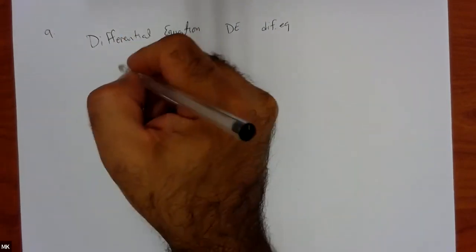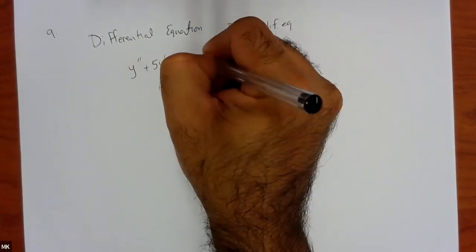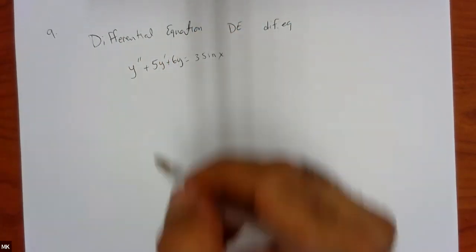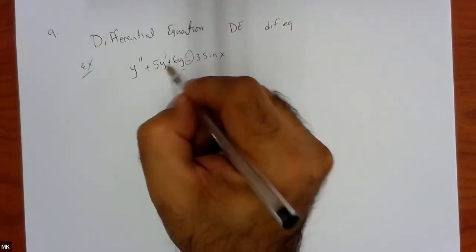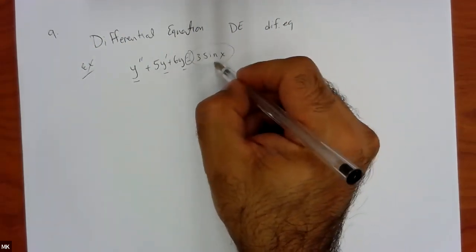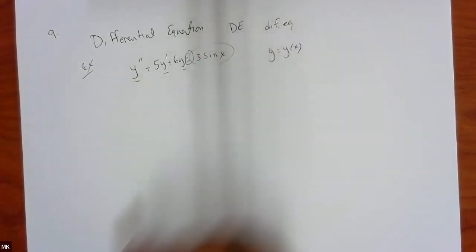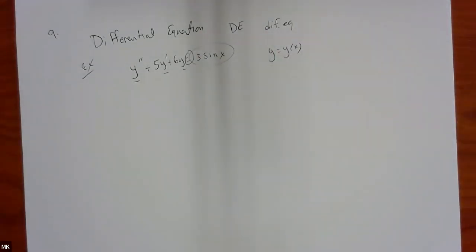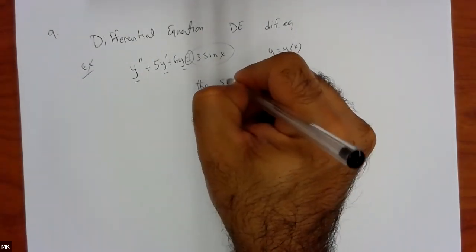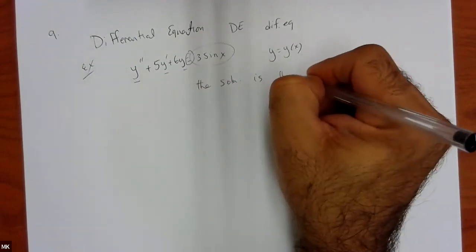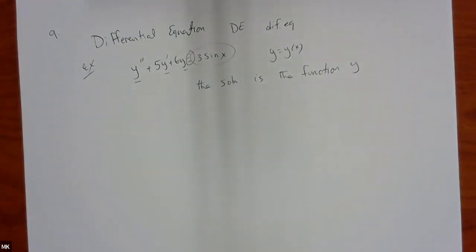A differential equation is as simple as something like this. This is an example of it. You have an equation that involves a function, its derivatives, and maybe some function of the independent variable. So here y is a function of x. The solution to the differential equation is a function y. That's what we're trying to solve.